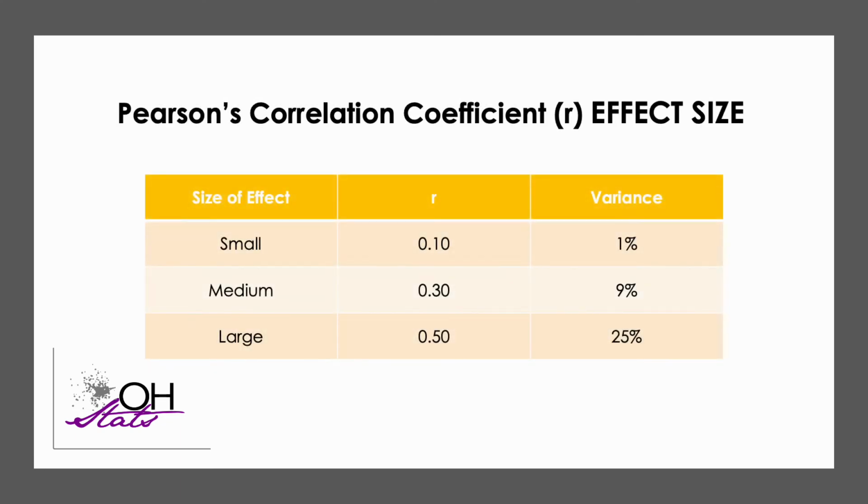The Pearson's correlation coefficient effect size can be small, medium, or large. For example, an effect size of 0.10 is small and explains 1% of the total variance. An effect size of 0.30 is medium and explains 9% of the total variance, and an effect size of 0.50 is large, as it explains 25% of the total variance. But it is important to note that the scale is not linear, so 0.30 is not 3 times larger than 0.10.